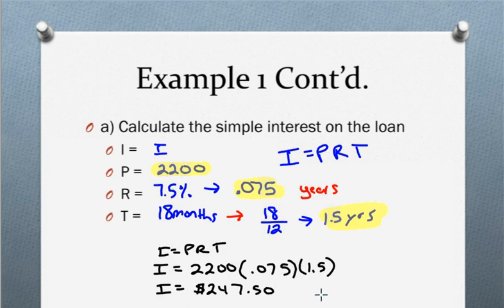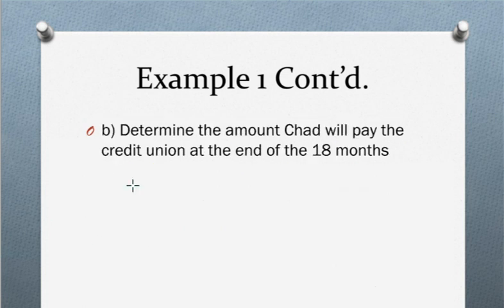Now we're done. Okay, so the amount of interest, if you borrow $2,200, a year and a half later, you have to pay back the money along with the interest. So the first part of this problem says, how much is the interest that he's going to pay? It's that. The second part says, determine how much Chad's going to pay back.